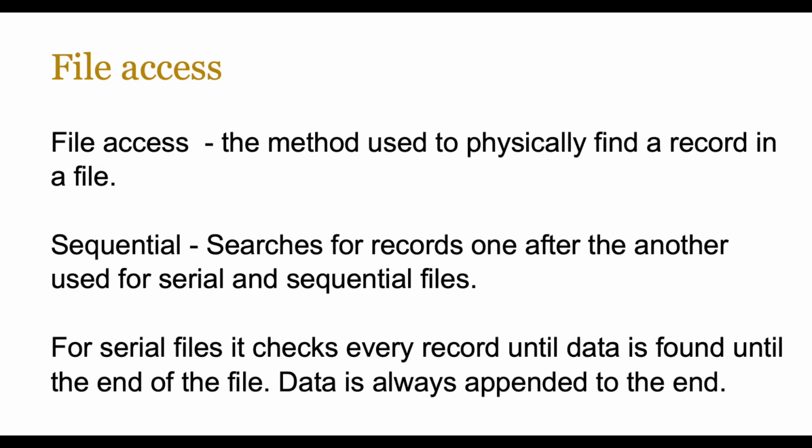And sequential file access is used for serial and sequential files because you're going to go in order of time or a customer number, perhaps. Now, for serial files, it checks every record until data is found or until the end of the file. Data is always appended to the end of it. So in serial files, we will just use a typical linear search, and we'll just go through every single record one by one until we reach the end of that particular file.